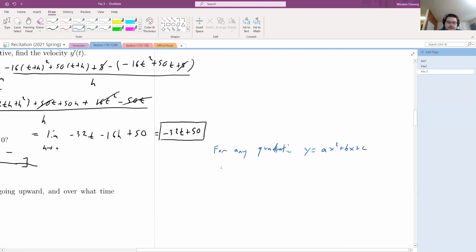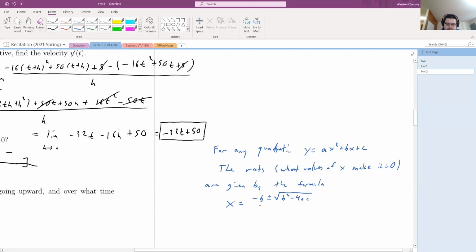The roots, which is like what values of x make it equal 0, are given by the formula x equals, and then, hopefully you can just recite this, minus b plus or minus the square root of b squared minus 4ac all over 2a.